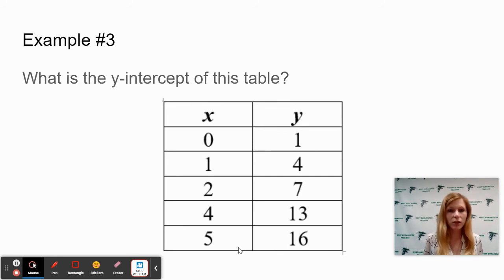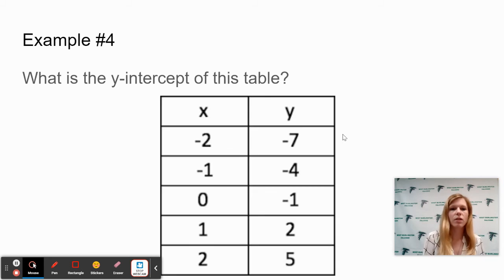So in example number 3, I know that I'm looking for the spot at which the x value is 0. So this very first one, x is 0, y is 1. That means my y-intercept is 1. So if I were to graph this, it would be on that y-axis. Example number 4. I know that to identify the y-intercept, I look for where x is 0. Going down right here. When x is 0, y is -1. So my y-intercept is -1. So this one will be plotted at -1 on that vertical axis.